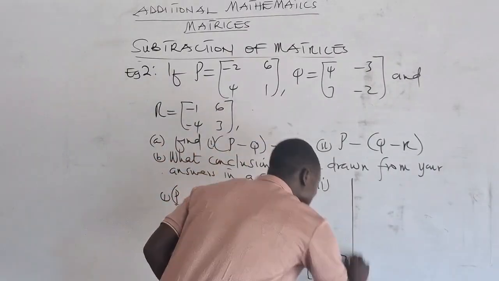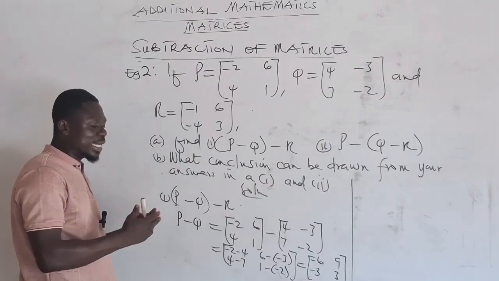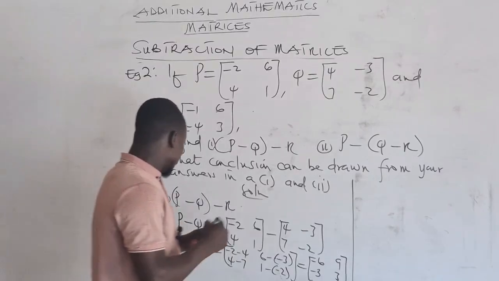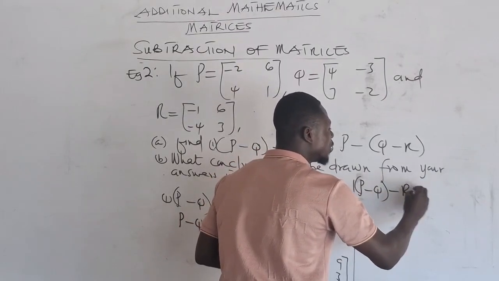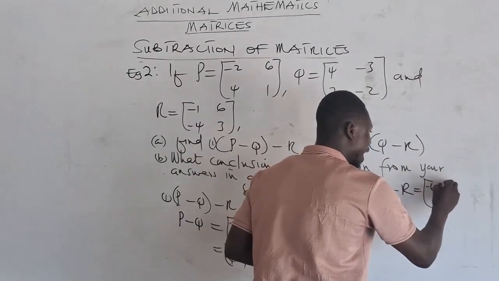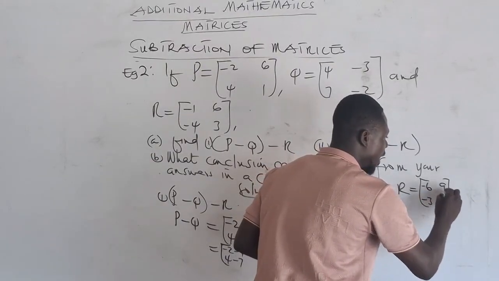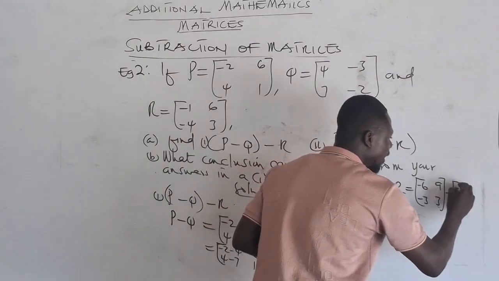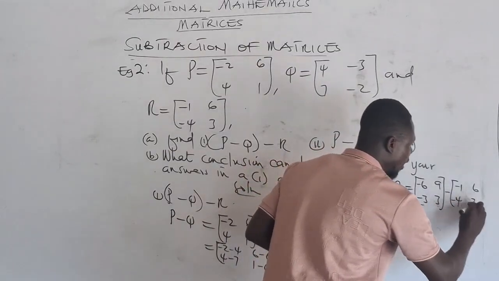Now let's quickly look at the second part, where we use the result of the bracket to extend to the one outside the bracket. So let's see. P minus Q in a bracket minus R will now be the result for the bracket. We had [-6, 9, -3, 3], minus the second one, that is the matrix R, which is [-1, 6, -4, 3].